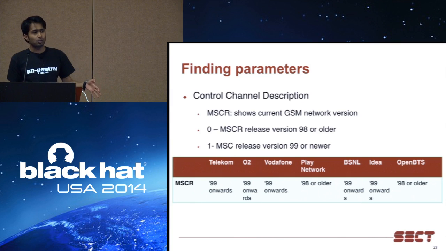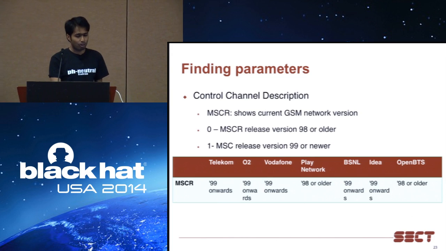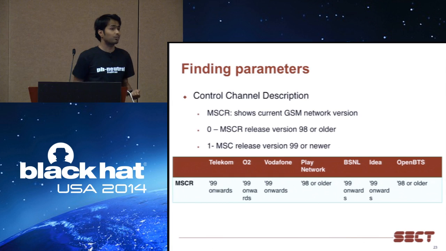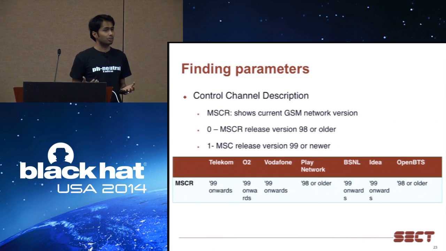Over the last 3 to 4 months, whenever I traveled and collected logs, these bits varied between different operators. Telekom in Germany has the same, 99 onwards, so they set the bit to 1. O2 in Germany is also the same. Vodafone is the same. Play Network in Poland was using 98, I don't know why. BSNL was 99. OpenBTS or OsmoBTS or OpenBSC, which are the open source software protocol stacks, are also used in many IMSI catchers. I don't know what kind of software they use, so that's why we need more data to see some parameters.